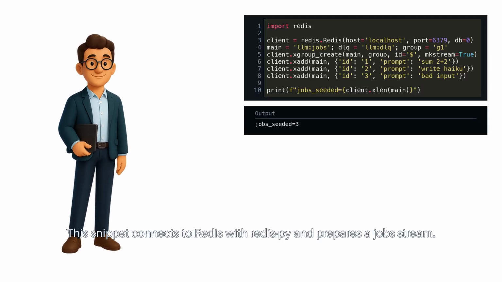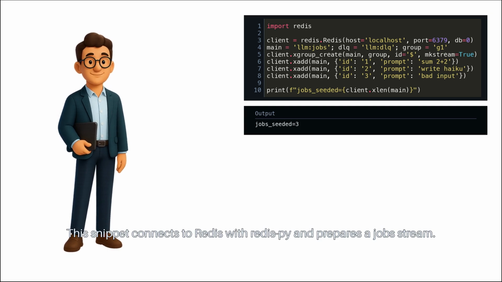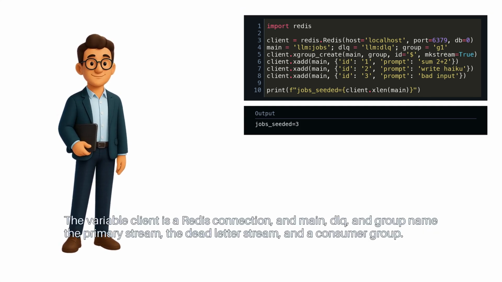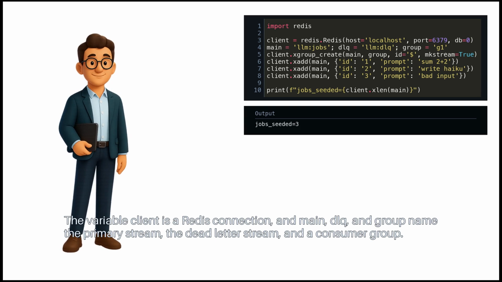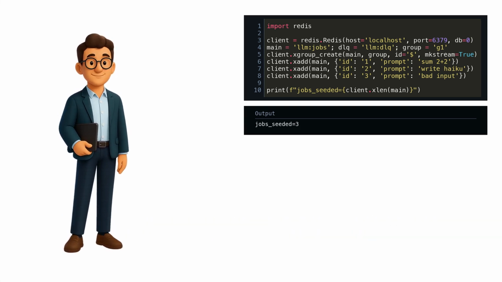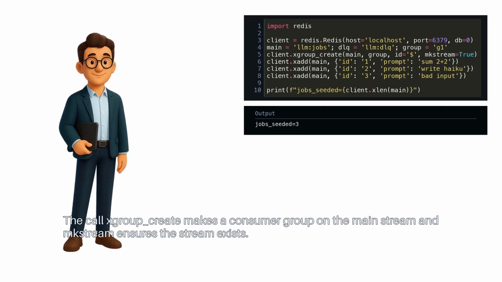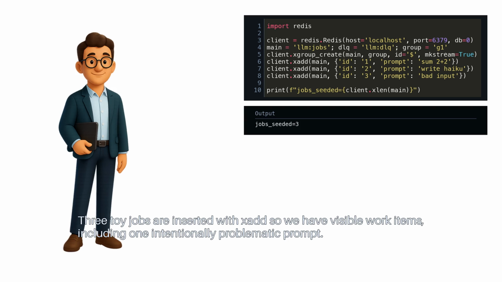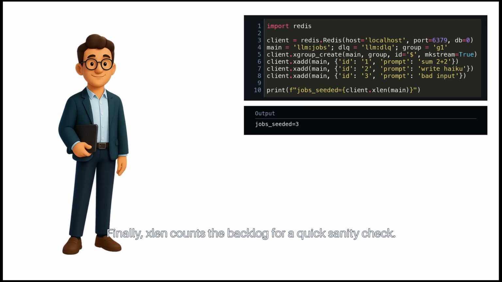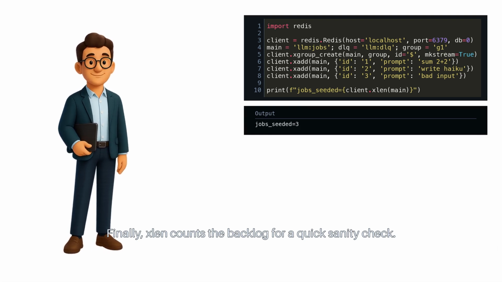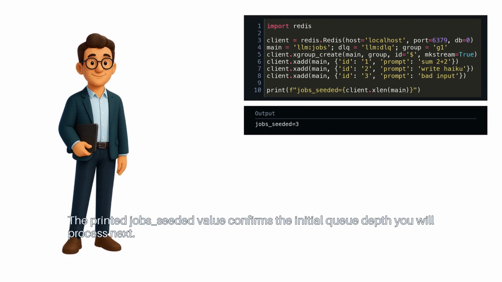This snippet connects to Redis with redis-py and prepares a job stream. The variable client is a Redis connection, and main, DLQ, and group name the primary stream, the dead letter stream, and a consumer group. The call xgroup_create makes a consumer group on the main stream, and mkstream ensures the stream exists. Three toy jobs are inserted with xadd, so we have visible work items, including one intentionally problematic prompt. Finally, xlen counts the backlog for a quick sanity check. The printed job seeded value confirms the initial queue depth you will process next.